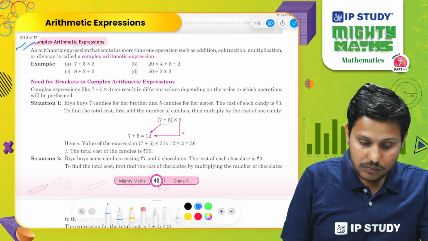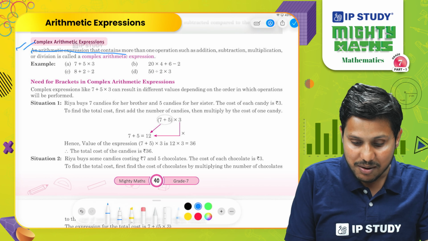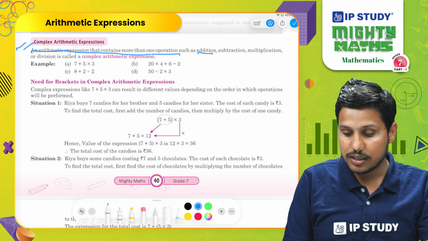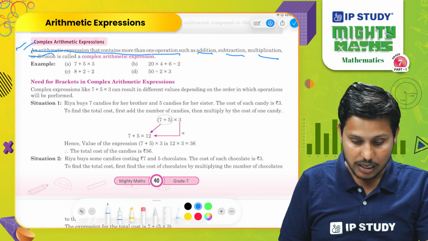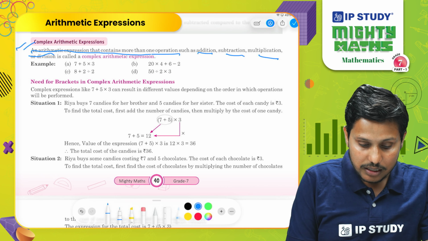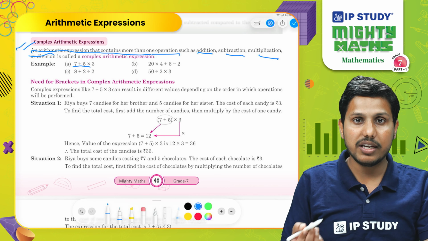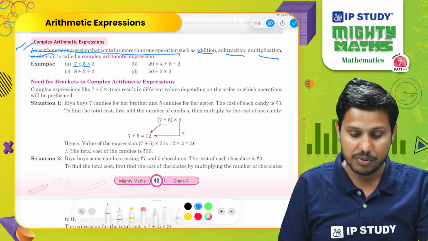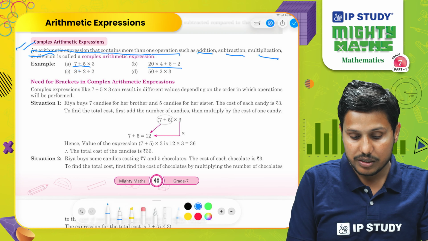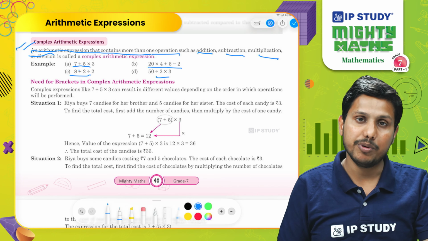Now, an arithmetic expression that contains more than one operation, such as addition, subtraction, multiplication or division, is called a complex arithmetic expression. Like 7 plus 5 multiplied by 3. We can see here we have 3 numbers and we have 2 operations which we have to perform.